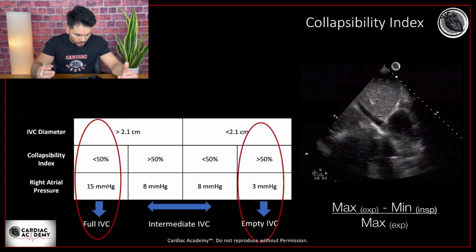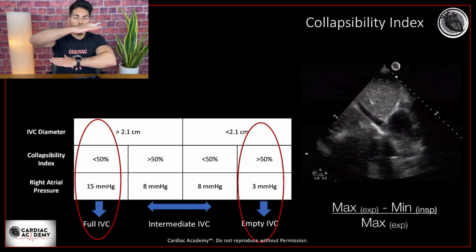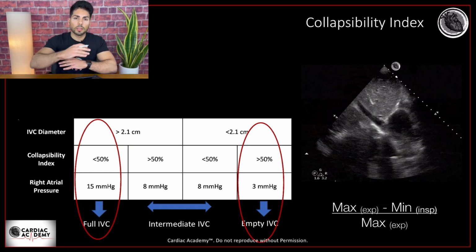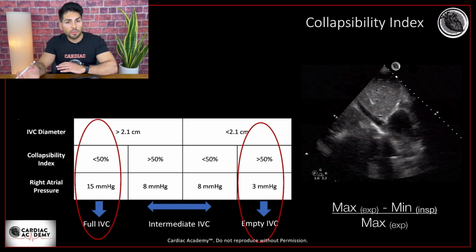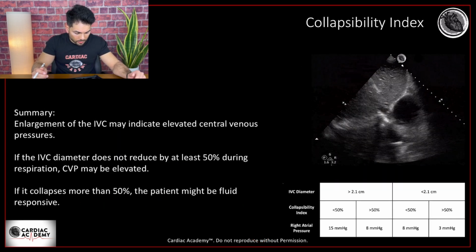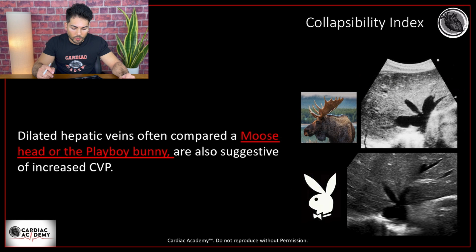All right, so just like we said, the extremes: full IVC, more than 2 centimeters, collapsing less than 50%. Less than 2 centimeters, collapsing more than 50%, that's an empty IVC. Everything in the middle is normal, okay? All right, so we just discussed this. Let's get into other signs of full IVC or signs of congestion, okay?